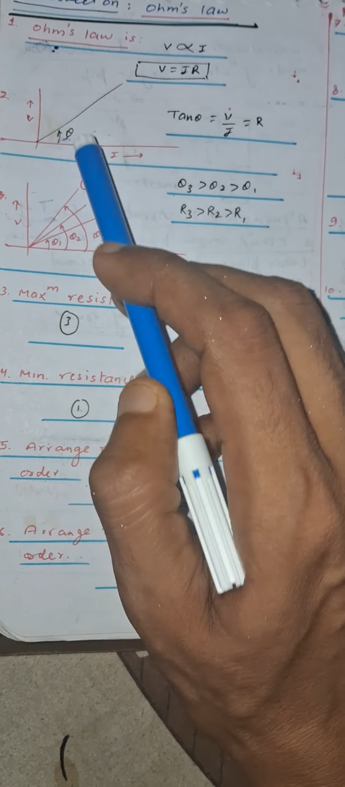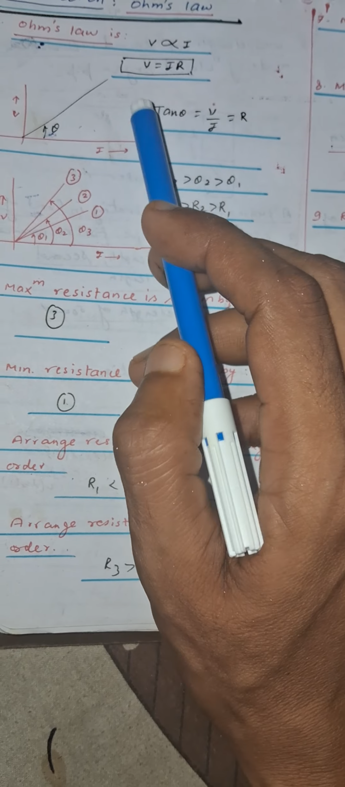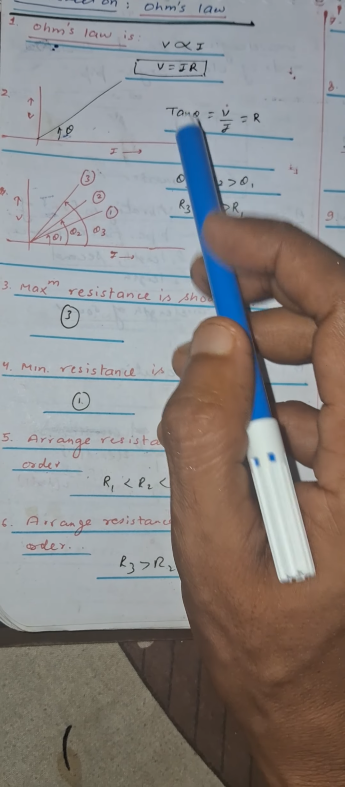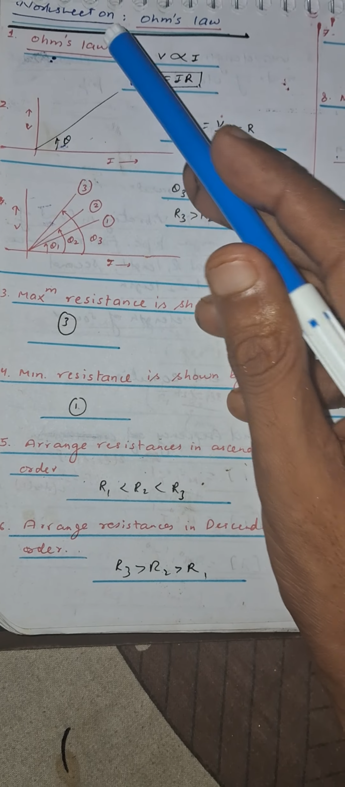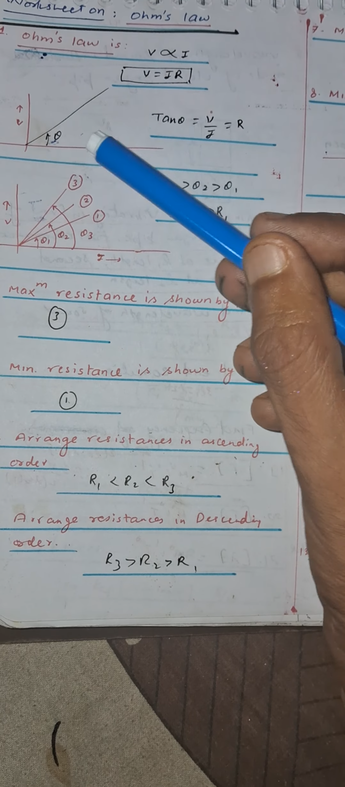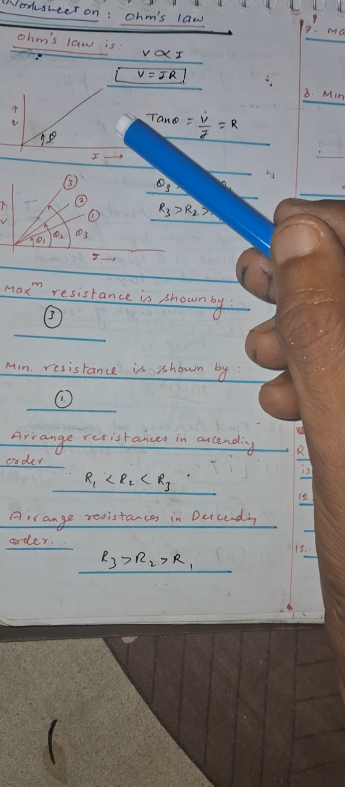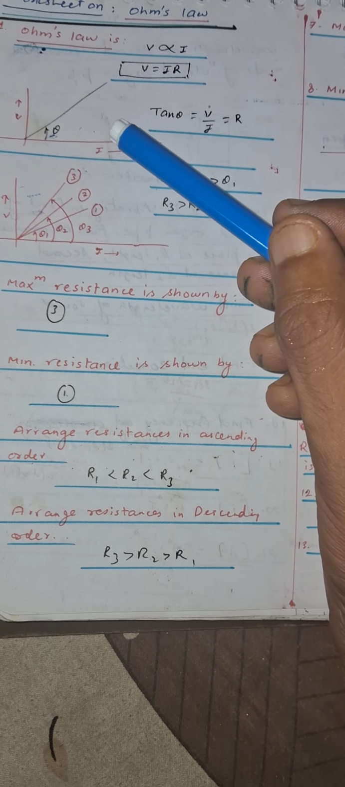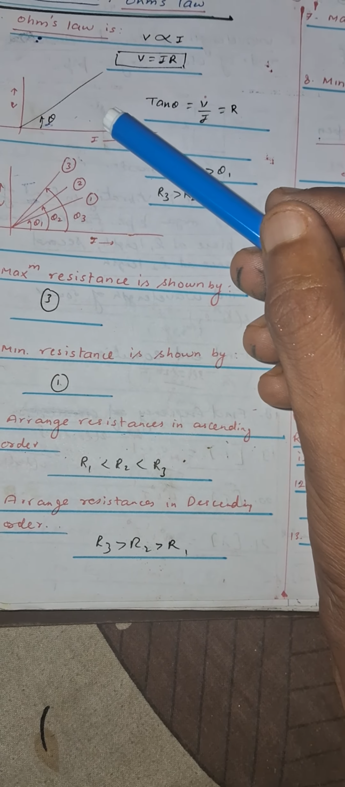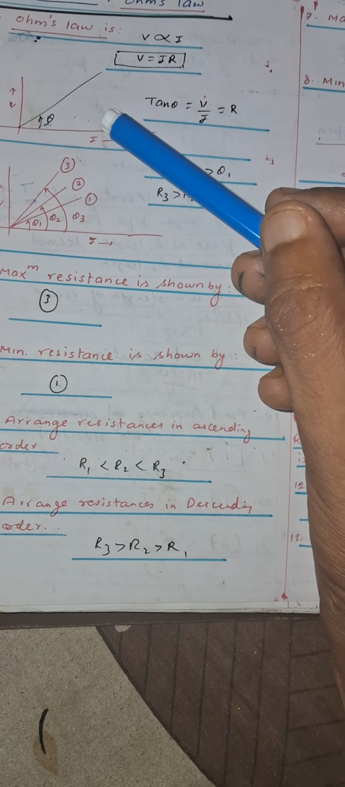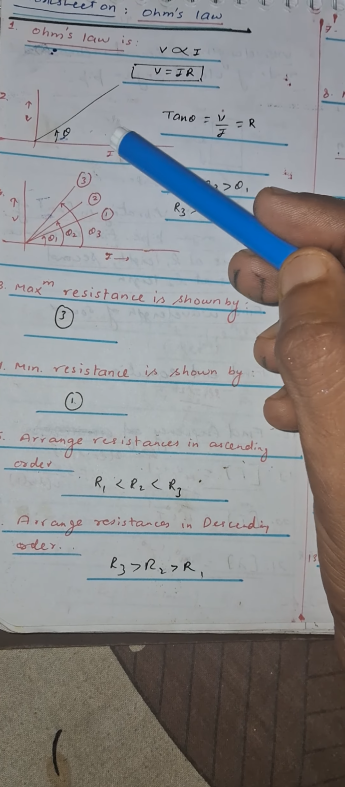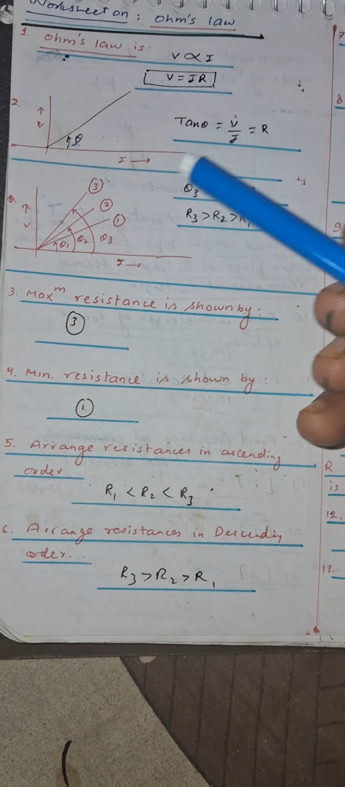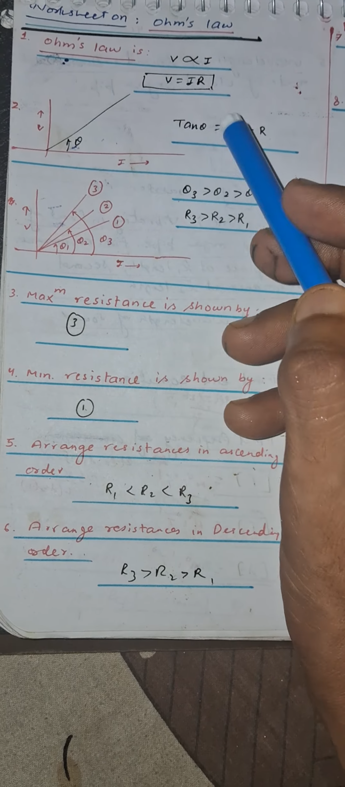Second is a graph between V and I. Obviously V is proportional to I, so the graph will be a straight line, and tan theta here will be V by I, which is equal to R. It is important to note that Ohm's law is significant in the sense that it states that for certain specific resistors or conductors, which are called ohmic resistors or ohmic conductors, within a certain limit, the graph between V and I, that is voltage and current, is a straight line. That is the real physical significance of Ohm's law.